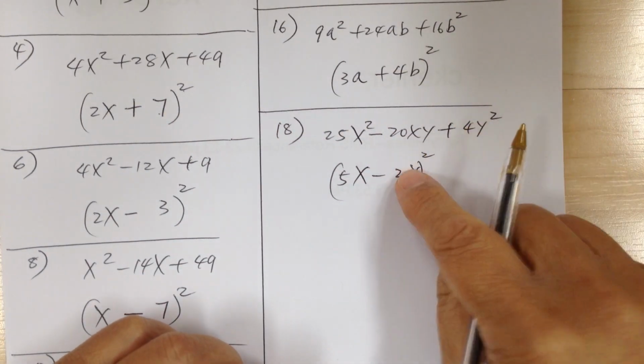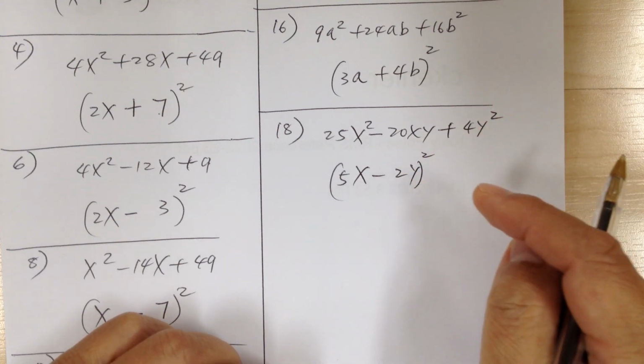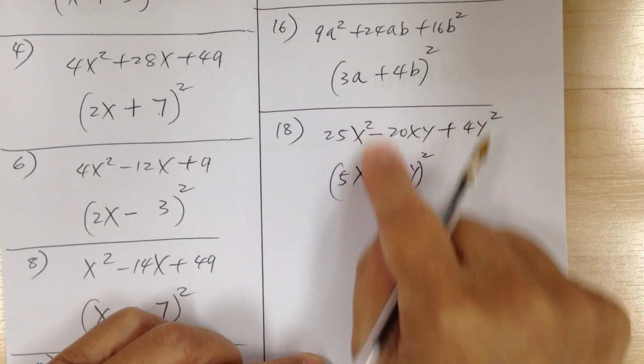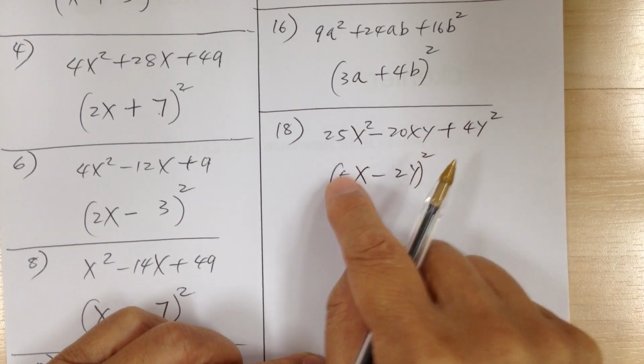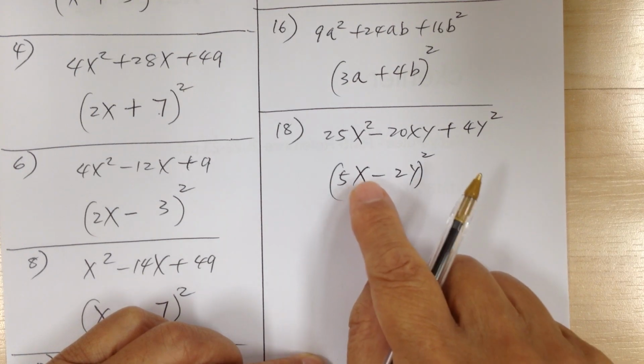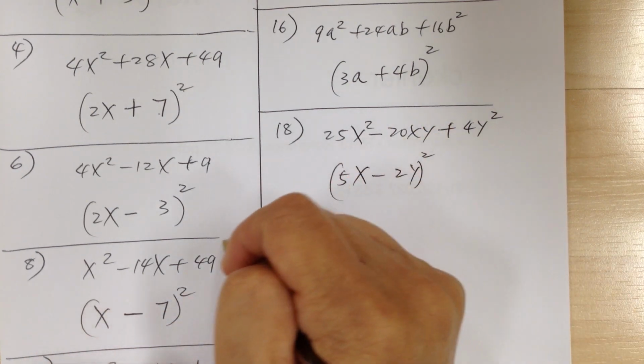2 squared gives you 4, and y squared gives you y squared. Okay, so you can use this to get that, use this to get that, and then you have to check them, see if it matches the middle. So sign matches. Number 2 times 5 is 10 times 2 is 20, so good. And alphabet, you got x and y, so it matches.